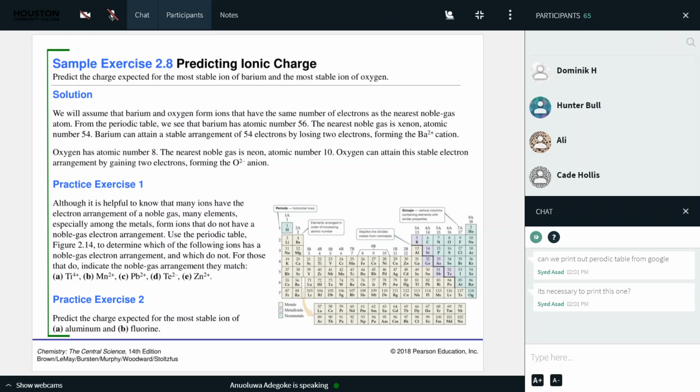Now, using the periodic table to determine the charges is very, very important for us to know how to do, because once we get to chapter 3 and we start doing calculations involving reactions, you have to be able to write chemical formulas and balance chemical equations. For you to balance chemical equations, you have to know the charges, especially for ionic compounds.